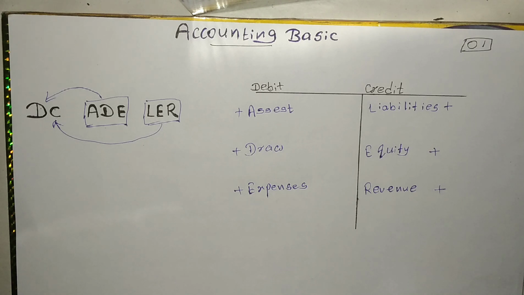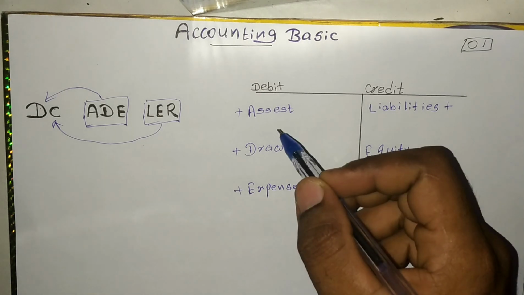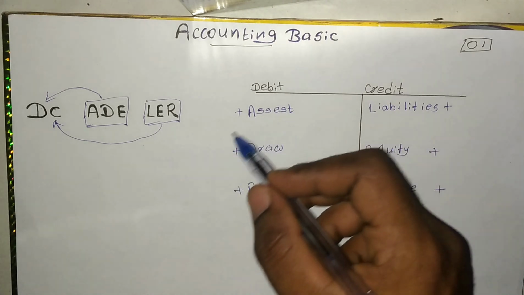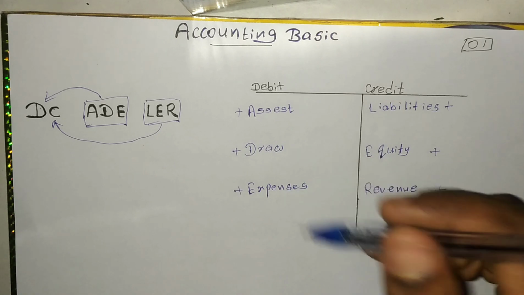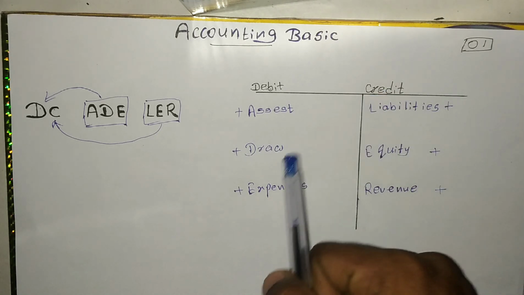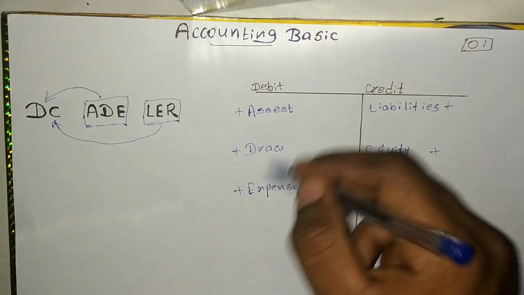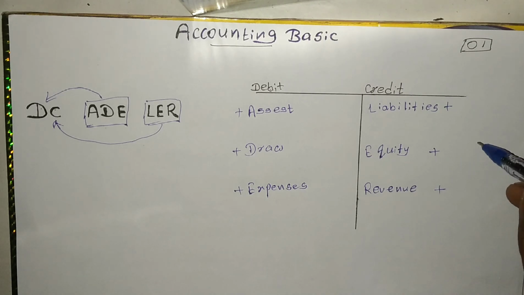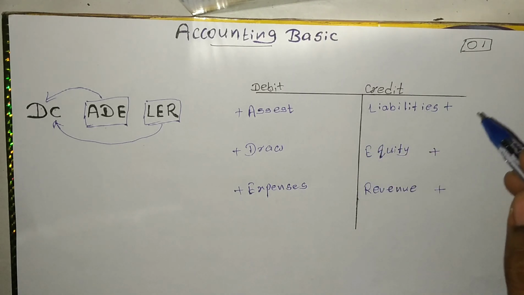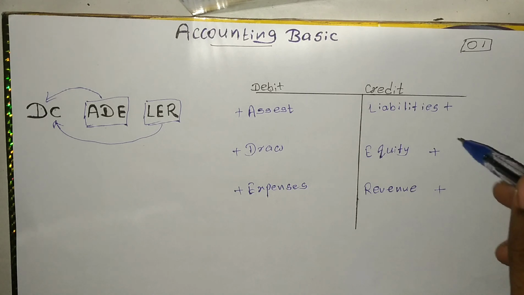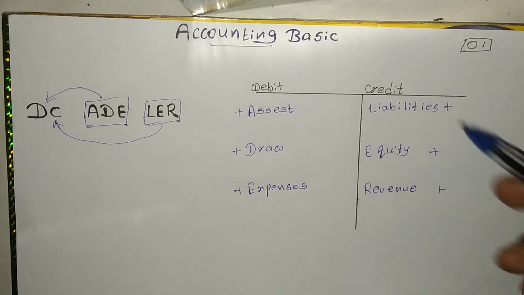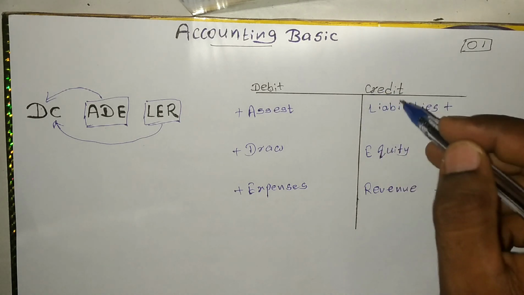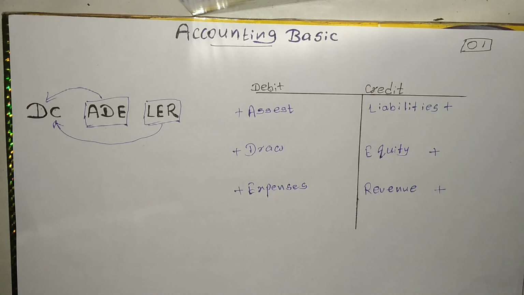And another part: when assets are negative, they are entered in the opposite of the group name. What is the opposite of the group name? Credit. When assets are negative, entered as a credit. When draw is negative, entered as a credit. When expenses are negative, entered as a credit. When liabilities are negative, entered as a debit. When equity is negative, entered as a debit. When revenue is negative, entered as a debit.